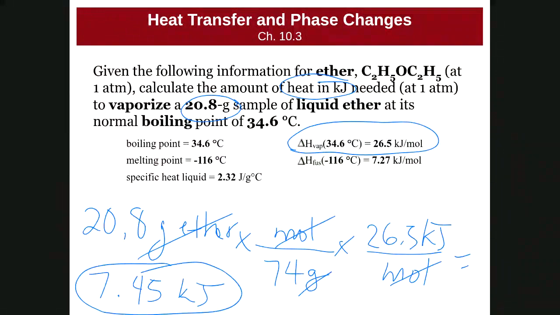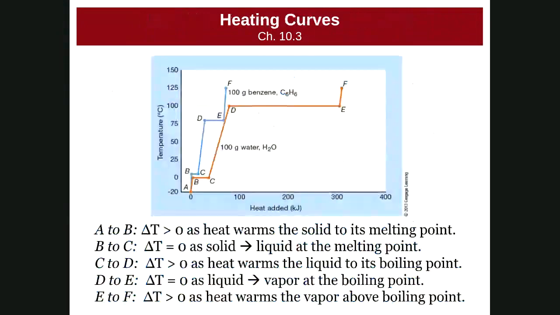Great. So what about when we're not at the boiling point? So if we're not at the boiling point, we need to look at something called our heating curve. And we need to analyze the different stages of heating. So this is the heating curve shown for both water, the orange line, and benzene, the blue line. And they're both 100 grams of sample. So when we start back here at negative 20 degrees Celsius and 0 kilojoules of heat added.